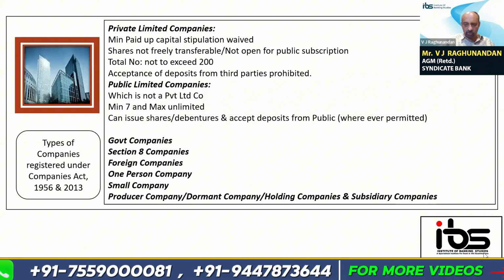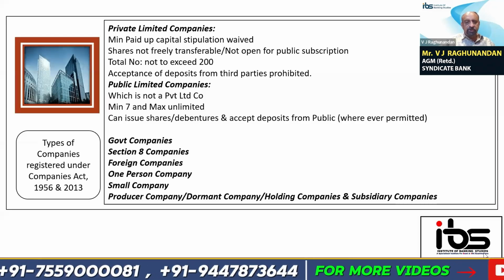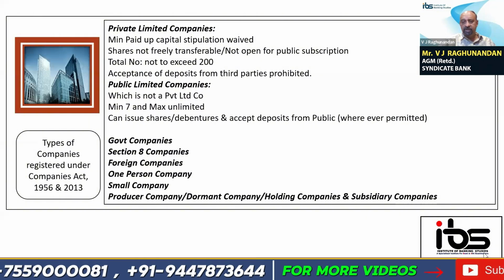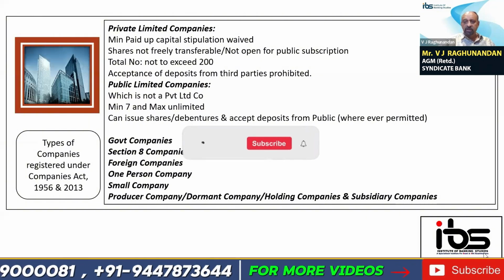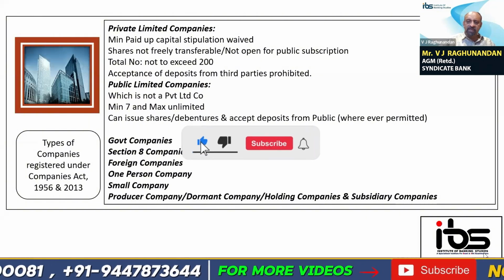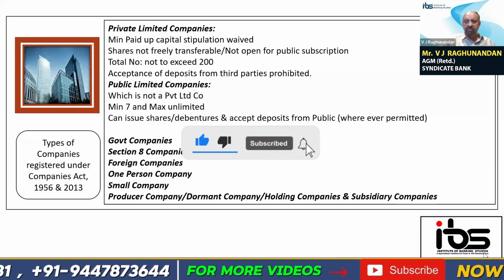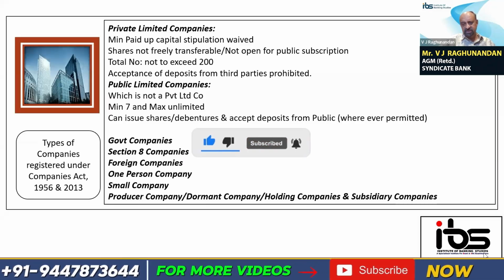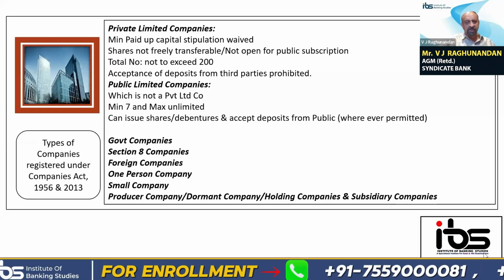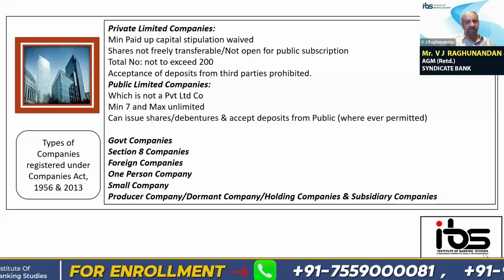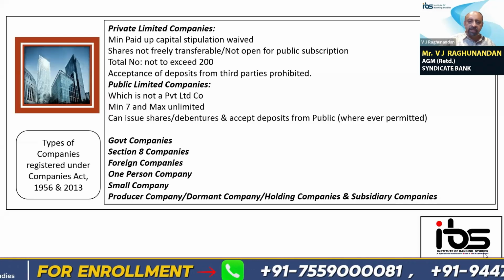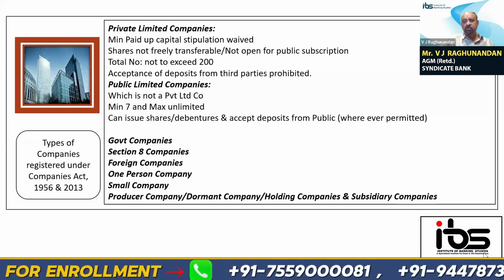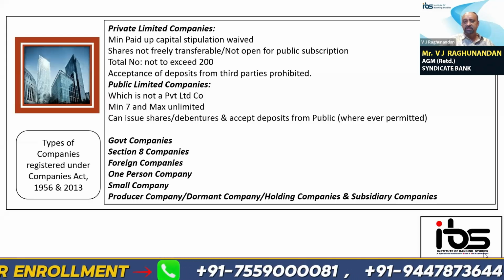Okay. Now, the next is dormant company. What is a dormant company? A dormant company is one where the business activity is not done for the last 2 financial years. No business activity is done for the last 2 financial years. That means it's a dormant company. Holding company and a subsidiary company. What are holding companies and subsidiary companies?